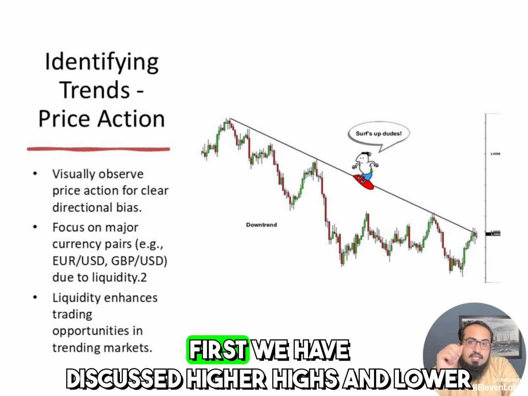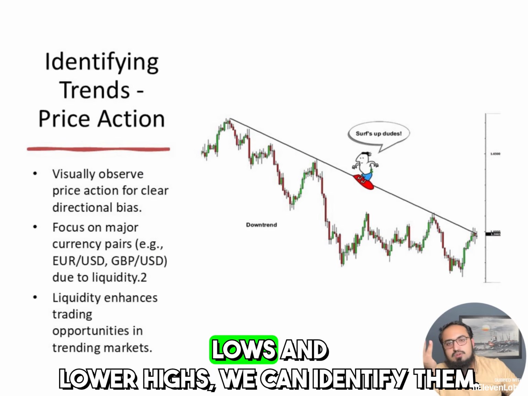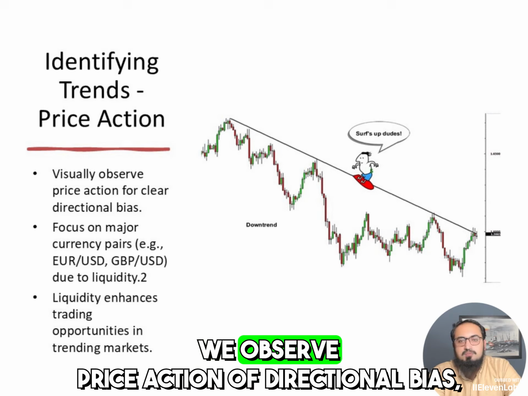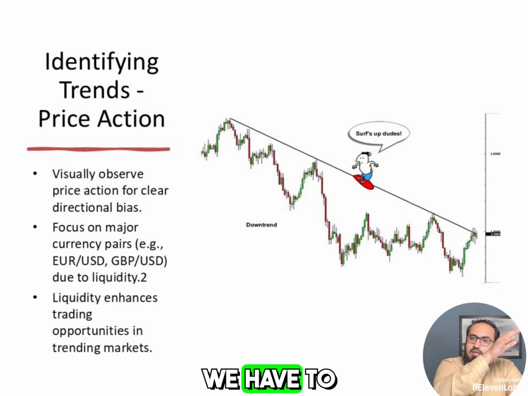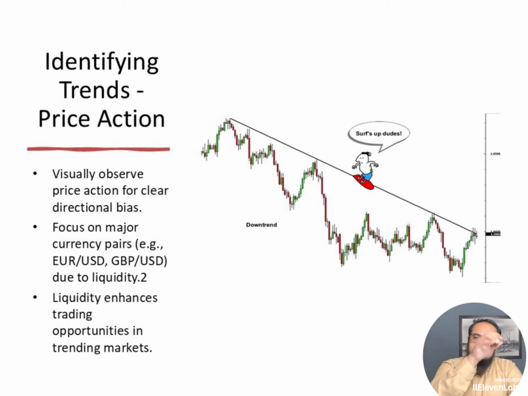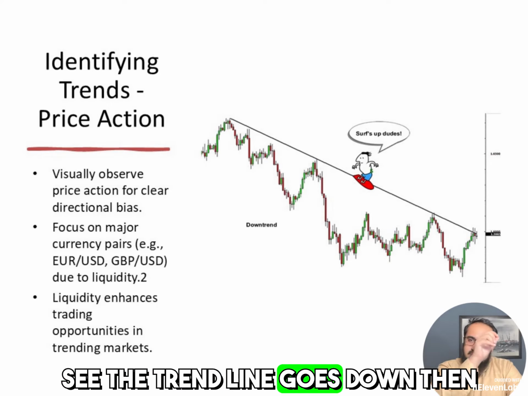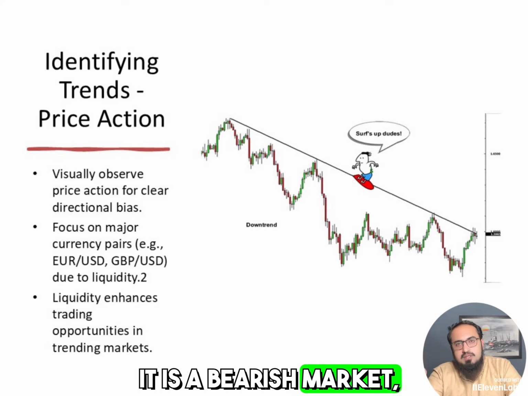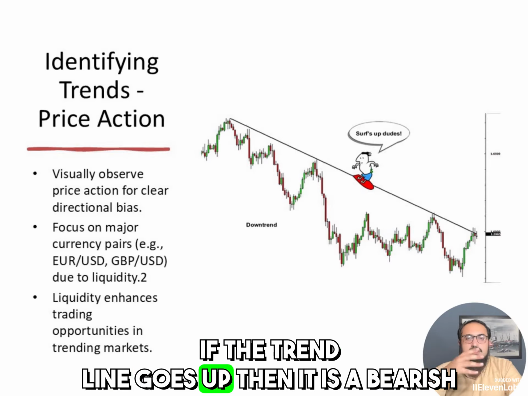What are the ways to identify the trend? First, we discussed higher high and higher low, lower low and lower high. How can we identify them? We can draw a simple trend line. Usually observe price action direction by connecting our highs. If the trend is going down, it means the market is bearish. If the trend is going up, it means the market is bullish.